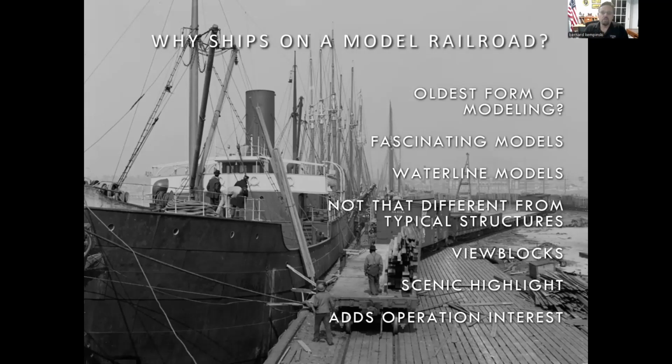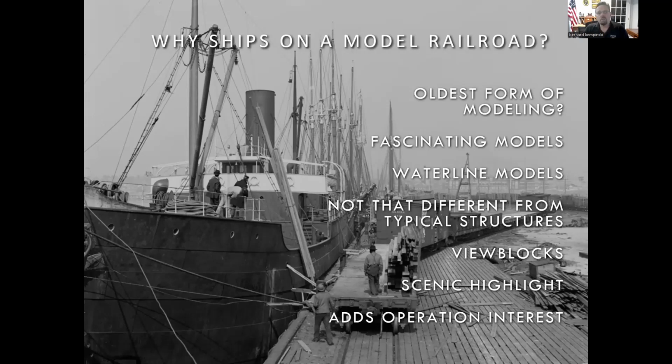Look at this scene right here, where you have an old tramp steamer and railroad cars right up next to it, loading from the railroad car right into the ship. And some people think, well, ship models are really tough. And I will hopefully show you later that they're really not that hard to build, particularly because we're looking at waterline models where we cut away most of the complicated parts of the ship. And that makes them not much different from any other model railroad structure.